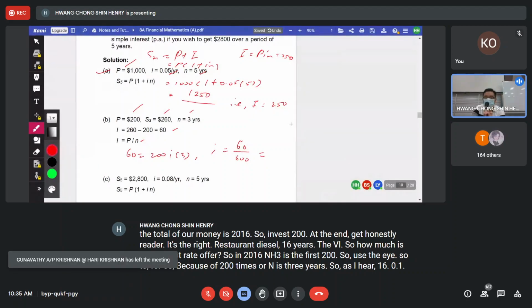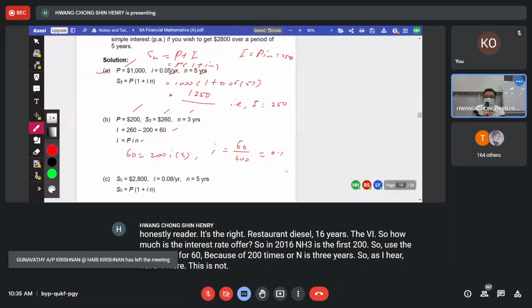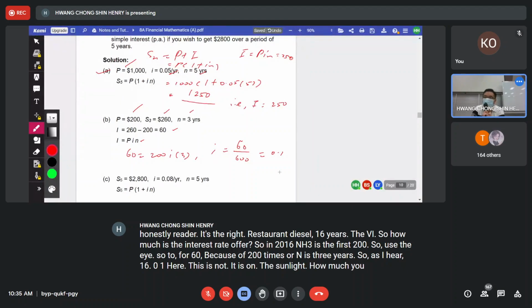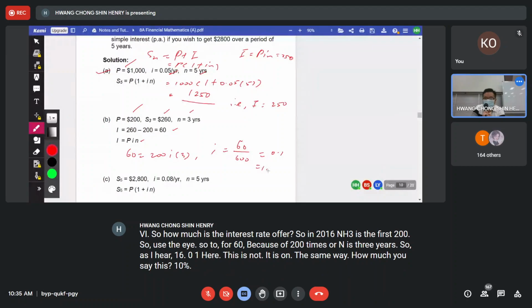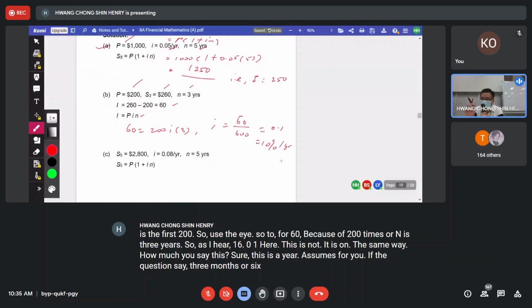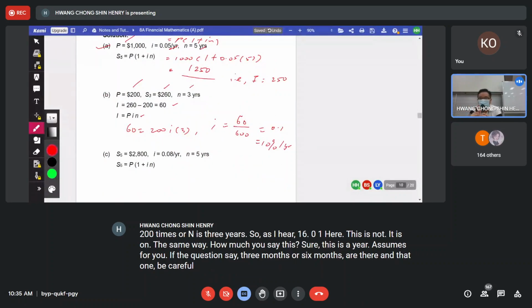0.1. This is not in percent, right? How much percent is it? 10%. 0.1 is 10%. This is per year. Assume this is per year. If the question says 3 months or 6 months, be careful, you need to adjust it.